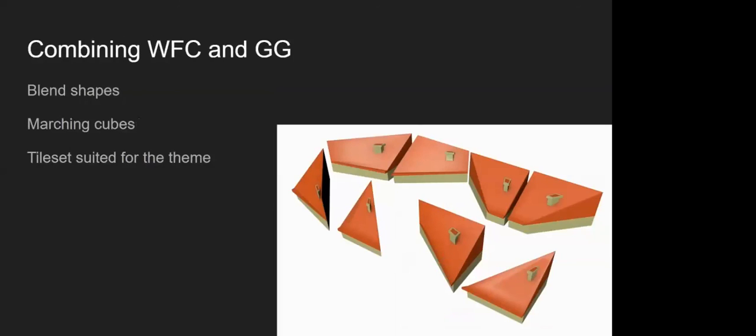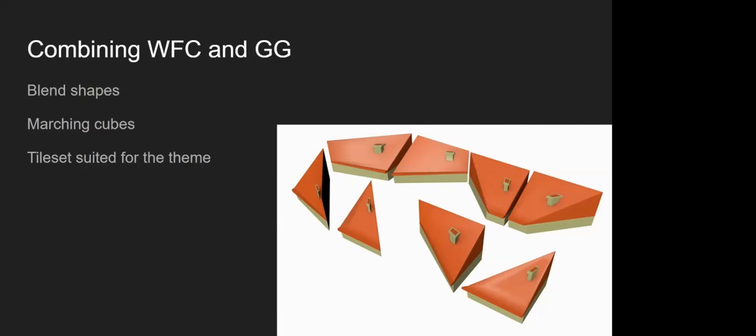We combined wave function collapse and growing grids, and to do this, we used something called blend shapes, where you take a model, as you can see on the screen. This is one of the roofs, and you can interpolate between two extremes, and this allowed us to always make sure that each tile could fit in the cells of the grid, even though it became very distorted. Another possible solution for this is marching cubes, but we like the simplicity of blend shapes and decided to use that.